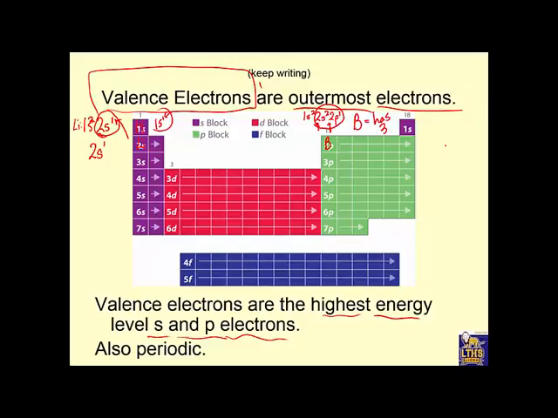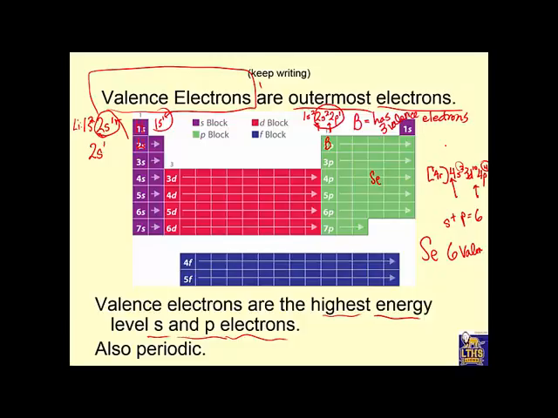Let's find another element. Let's try selenium, because we've been talking about it so much. Selenium's outer electron configuration, we said, was argon in brackets, and then 4s2, 3d10, 4p4. So selenium's right here. Highest energy level, fourth energy level, S plus P electrons, 2 plus 4 equals 6. So selenium has 6 valence electrons.